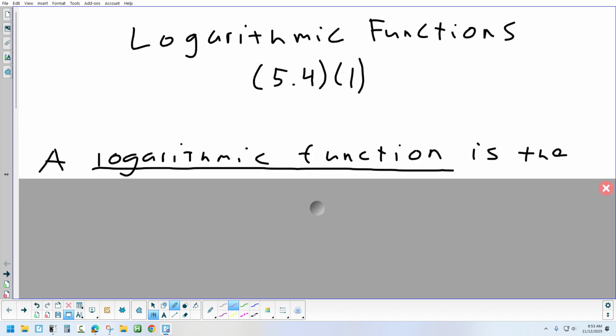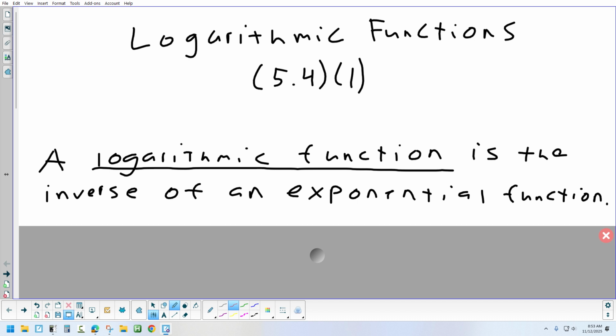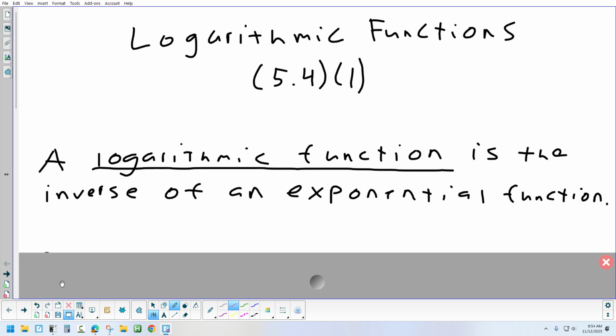So let's first talk about what a log function is. A log function is the inverse of an exponential function. Okay, so what does that really mean? Well, I want to look at what it means algebraically, and then I want to look at what it means visually. And I'm going to do that using a function that we're more familiar with. Let's do the squaring function.